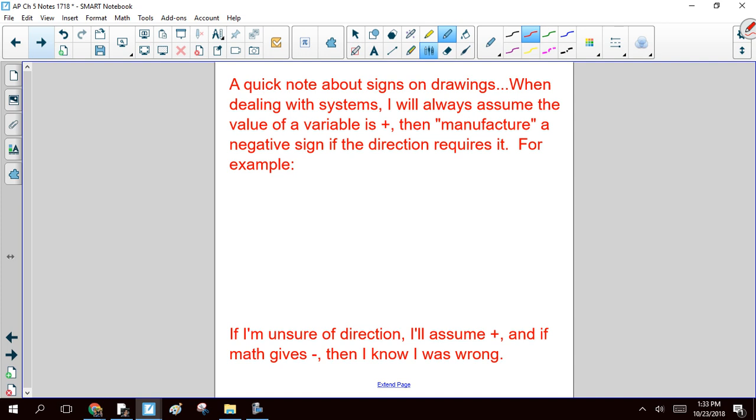All right, now this is huge, this chapter. As I was going through and writing up my examples and solving the homework problems for this chapter, something that I was very conscious of is how to help you guys navigate your way through the signs.